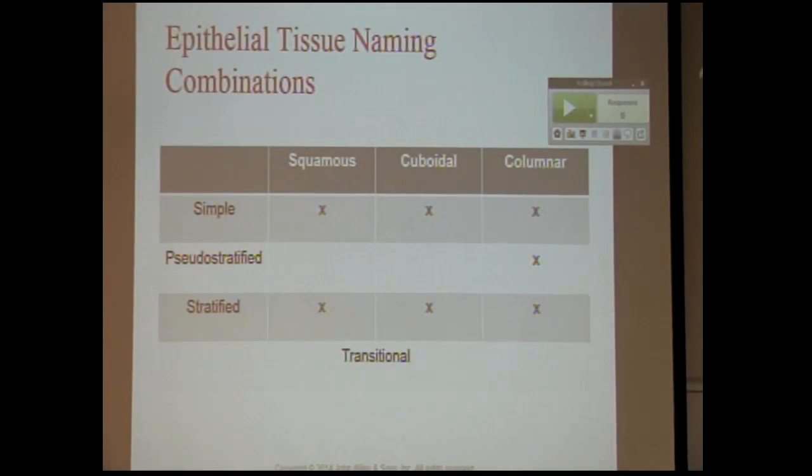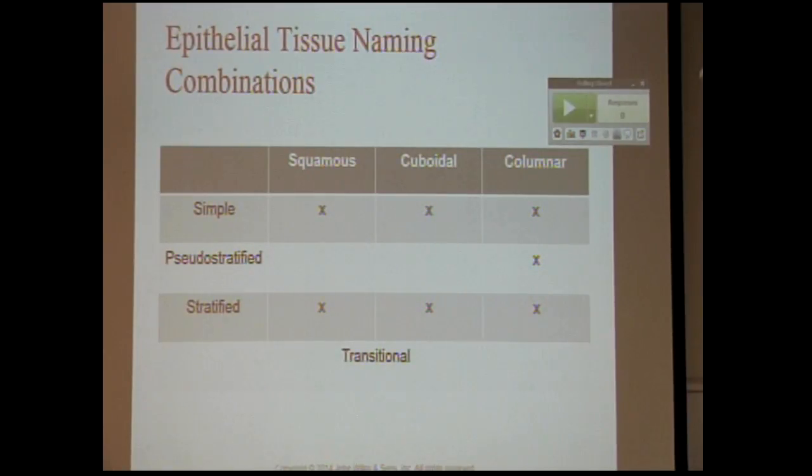All right, so you can have different combinations of layers and shapes. For simple, which is that one layer of cells, you can have simple squamous, simple cuboidal, or simple columnar. Pseudostratified, the only kind of pseudostratified is columnar cells. For the stratified, you can have stratified squamous, stratified cuboidal, or stratified columnar. And then transitional is its own.